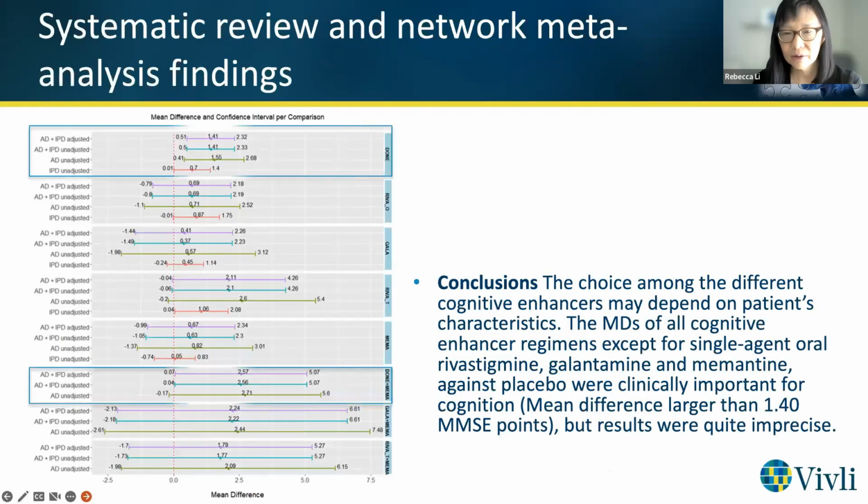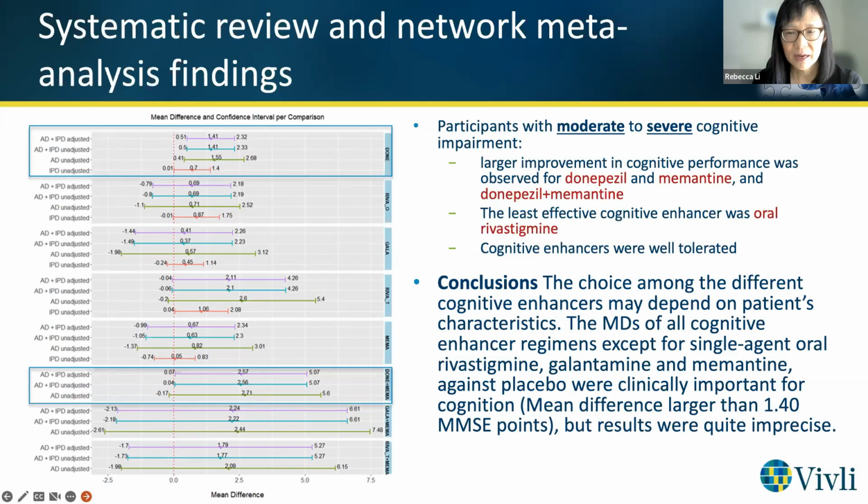So shown here are really the conclusions: the mean difference of all cognitive enhancing regimens, except for single agent oral drugs, was clinically important for cognition. You can see that they were able to find some meaningful differences here in terms of the systematic review, just from IPD analysis, and they were able to publish on their findings from the systematic review.